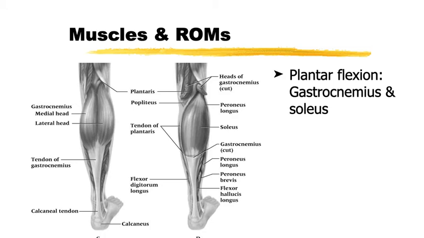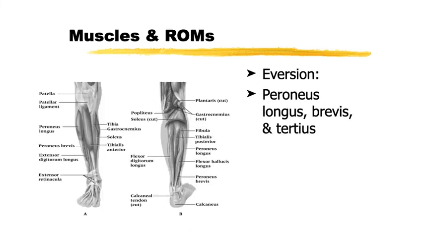So plantar flexion is done by our calf muscles, the gastrocnemius and soleus, and eversion is done by our peroneus longus, brevis, and tertius muscles, which are on our picture there. You can see that they are on the lateral aspect of our lower leg.